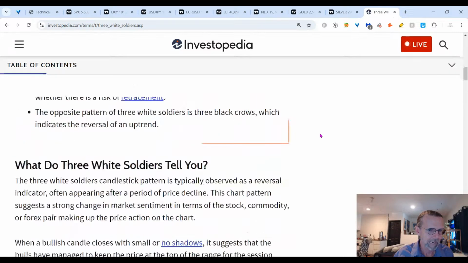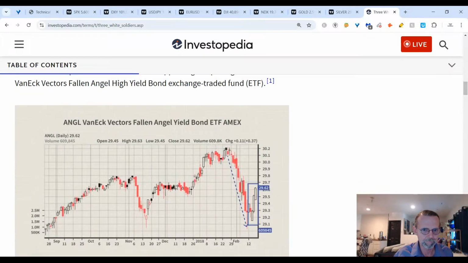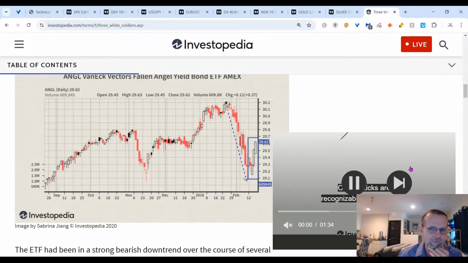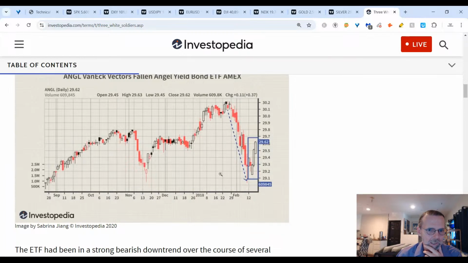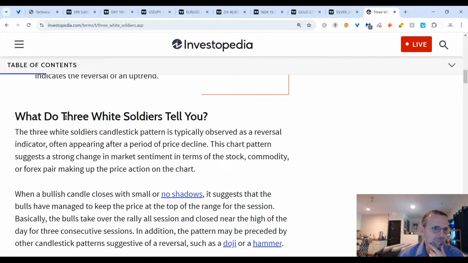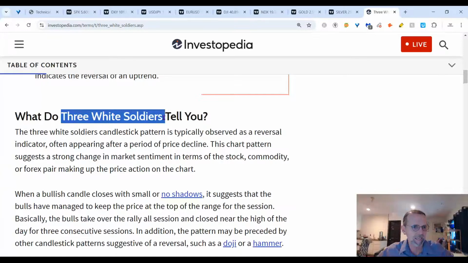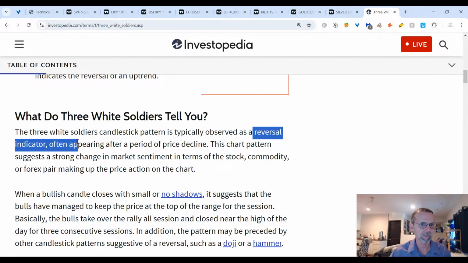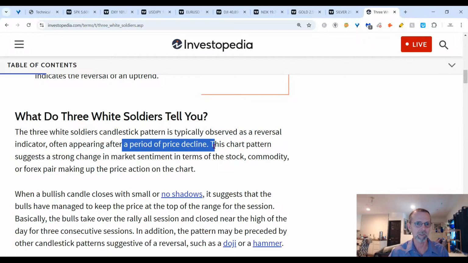I like the Japanese candlesticks. So, three white soldiers. They're showing us an example here. It's basically three. They're showing white on my chart. These would be green. So we get three strong price bars in a row like that, and that gives us another indication of strength, elevated energy. And they're saying it's a reversal indicator, appearing after a period of price decline.